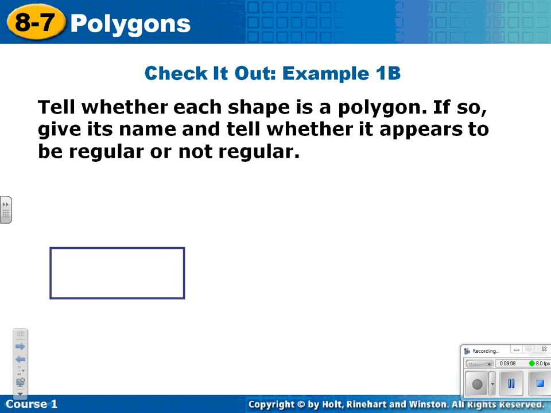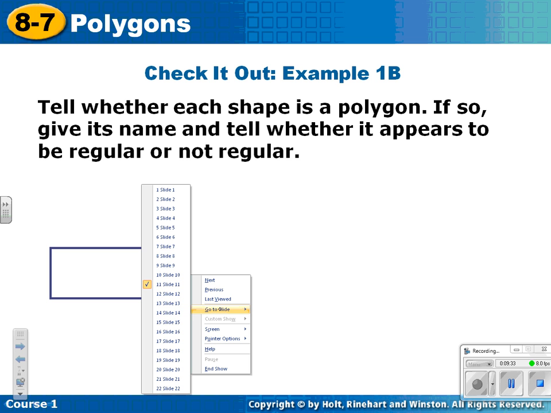Torrance? Because all of the sides are not the same length. All of the sides need to be the same length for it to be regular. Give me its name, Christian. Quadrilateral. Yes, a quadrilateral. Okay. Now, that's the first part of your homework.